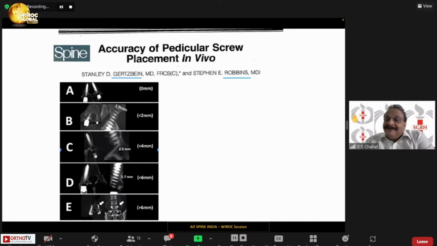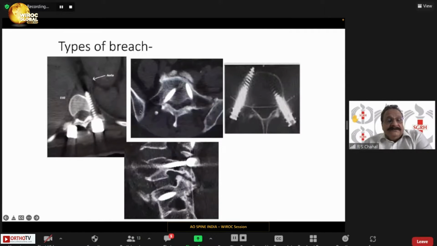This is one classification which comes into play only when you have made a mistake. You normally don't classify them. So once you have a mistake, then you really look at it. And Gertzbein has made it into 5 types, depending on how much is the malpositioning of the screw, from 0 to more than 6 millimeter, classified into A to E. So your breaches can be anterior, medial, lateral, superior. Wherever the screw goes, if it hits an important structure, it causes a problem.